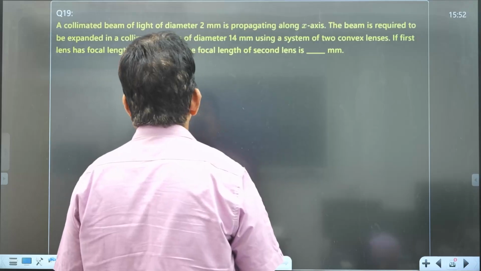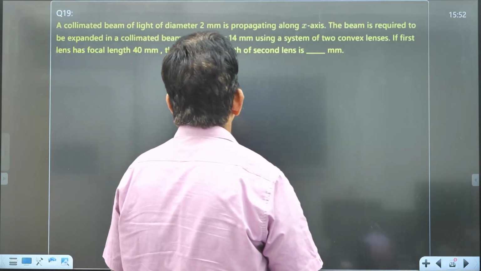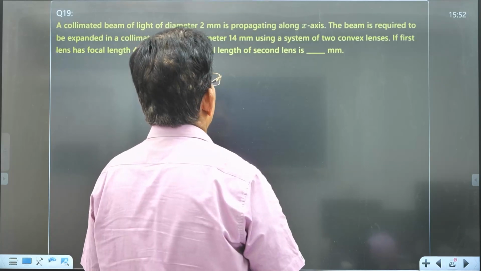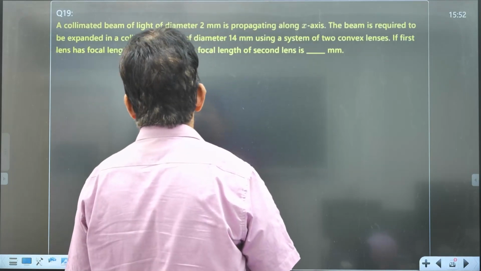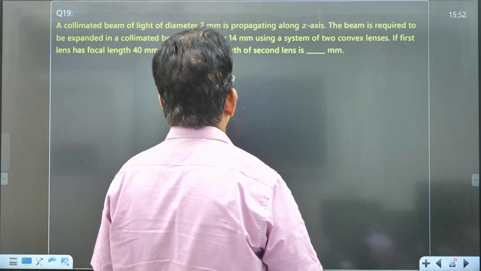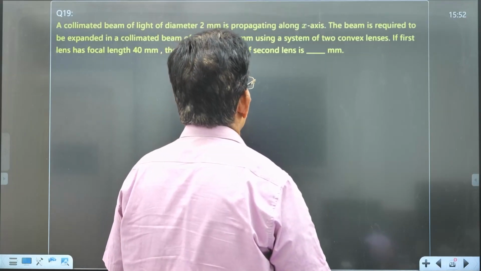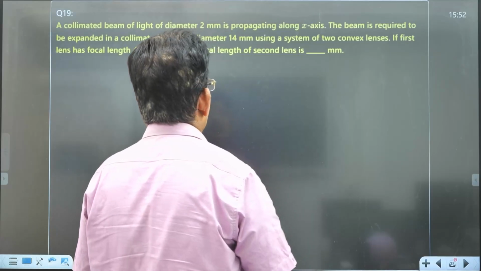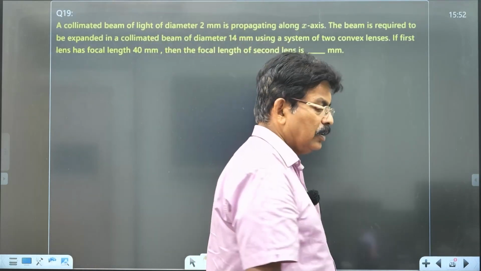A collimated beam of light of diameter 2 millimeter is propagating along the x-axis. The beam is required to expand into a collimated beam of diameter 14 millimeter using a system of two convex lenses. The first lens has a focal length of 40 centimeter, then what is the focal length of the second lens?